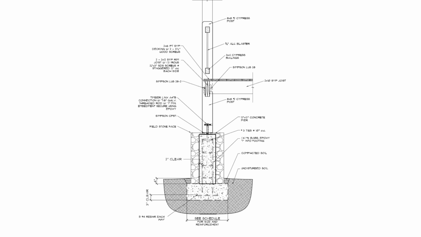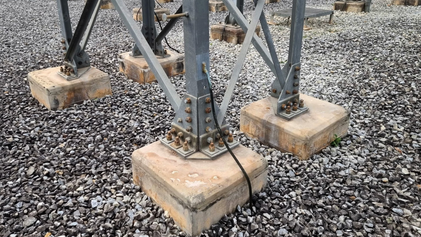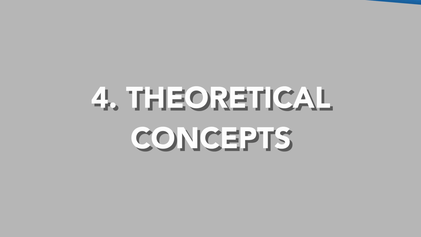And a plinth is basically a concrete block that sits out of the ground that other structural elements get attached to, and a parapet is a low protective wall that runs along the edge of a roof or a balcony.